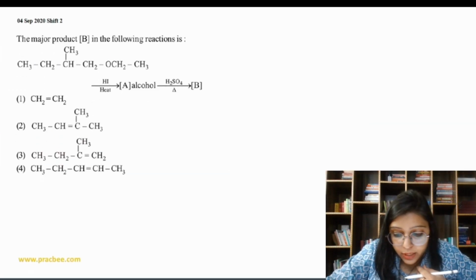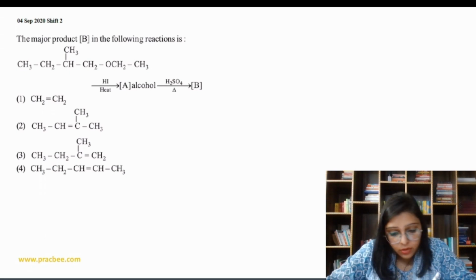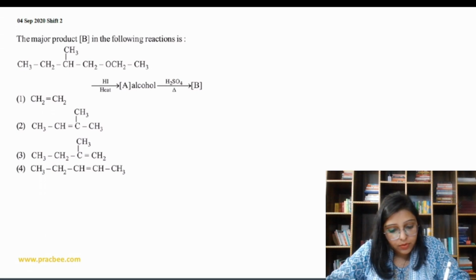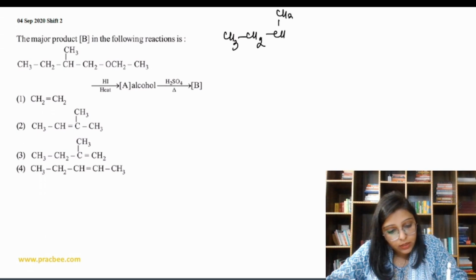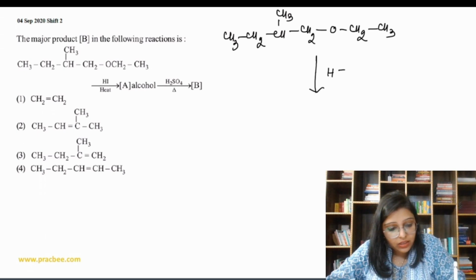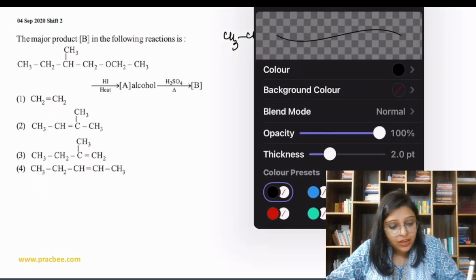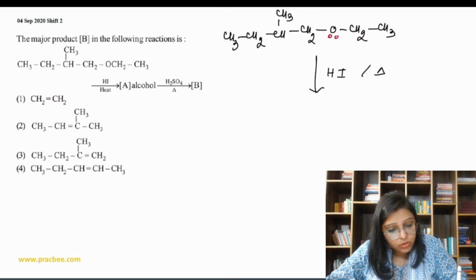The major product B in the following reaction is. So see, we have CH3, CH2, CH, CH3. Now CH2O, CH2, CH3. So we have HI, heat. Same ether reaction, ether cleavage. So the oxygen lone pair attacks on this hydrogen and iodine leaves.